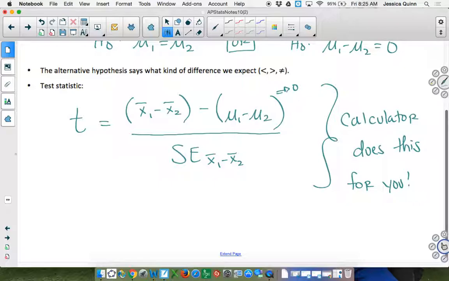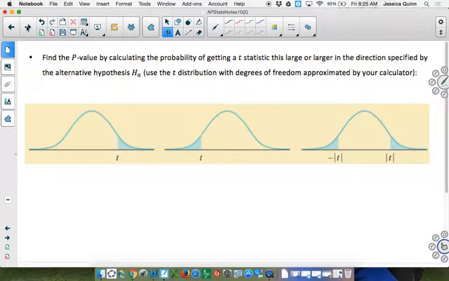So we get this t value, this t star value, and then what happens? We figure out the probability of getting a statistic as extreme or more extreme than what we got, and that's our p value. Our t star value is like our cutoff point. If our alternative is mu1 is greater than mu2, this area under the curve here would be our p value.